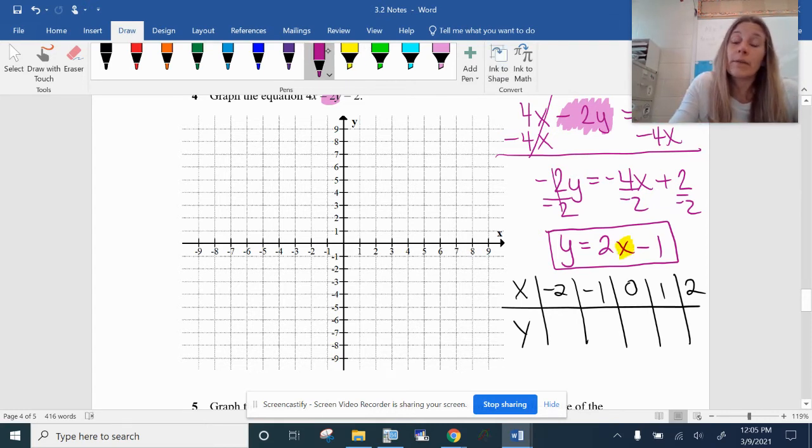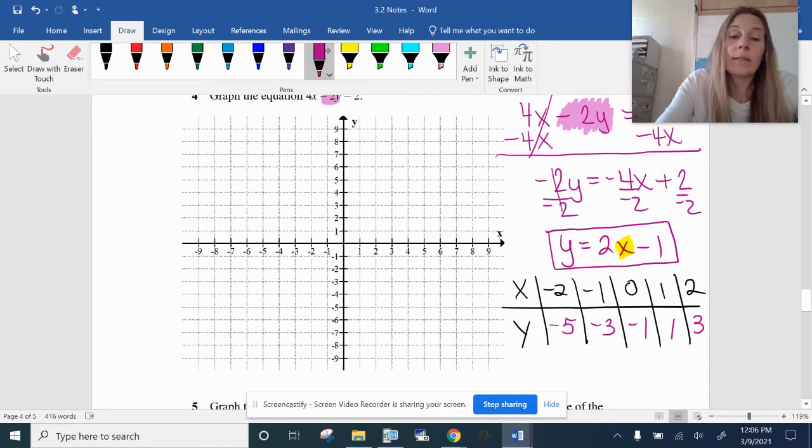So 2 times -2 is -4, minus 1 would give me -5. 2 times -1 is -2, minus 1 is -3. 2 times 0 is 0, then I have the -1. Then 2 minus 1 is 1, and 4 minus 1 is 3. So plotting those points, -2, -5, -1, -3, 0, -1, 1, 1, and 2, 3.